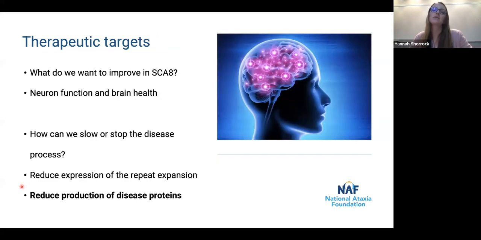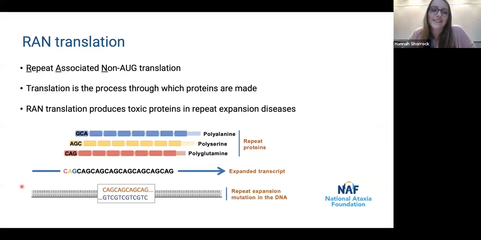Now, we can also think about slowing or stopping the disease process. I just want to spend a minute talking about how we can reduce the production of disease proteins. Spinocerebellar ataxia has been a really interesting disease to study, and one of the reasons for that is that from understanding that we make those proteins from the ataxin-8 gene, a new form of disease-associated translation was actually found. This is something called RAN translation, or repeat-associated non-AUG translation.